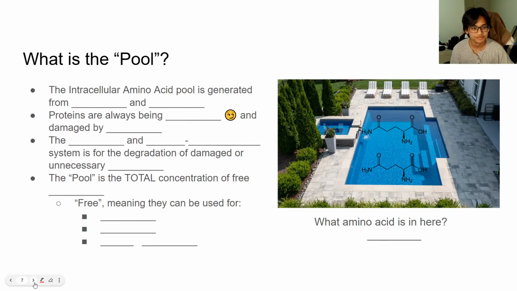Okay, great. The pool party. Here's the pool party. So what is the pool? The intracellular amino acid pool is generated from diet proteins. This really doesn't like my pen. I'm so sorry. It says diet proteins.